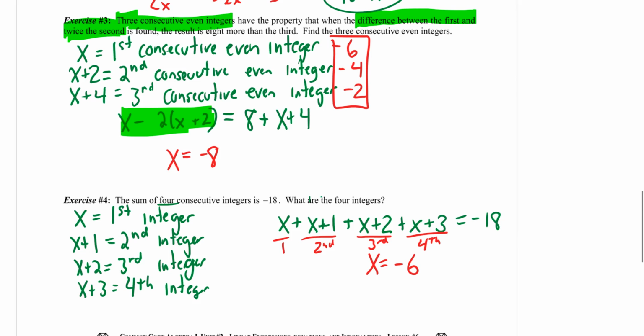Negative 6 is my first one. Then negative 5, negative 4, negative 3. How is it 3 if it's 5 and 4? 6, 5, 4, 3. Yeah. Minus 1.